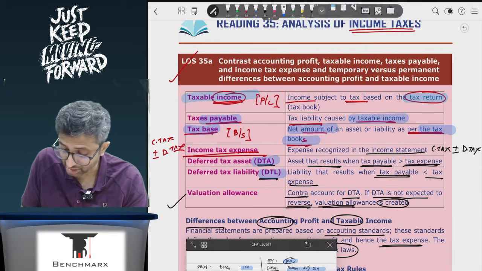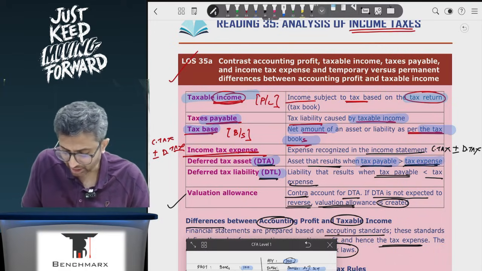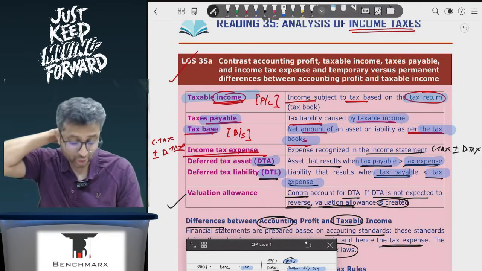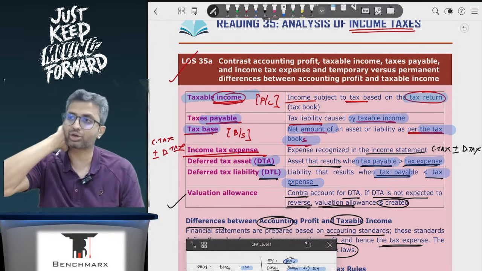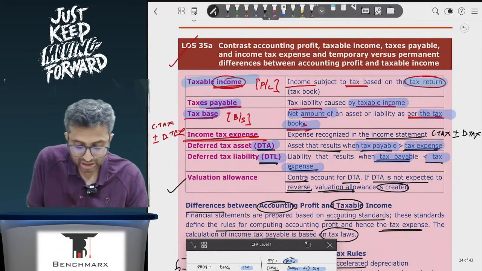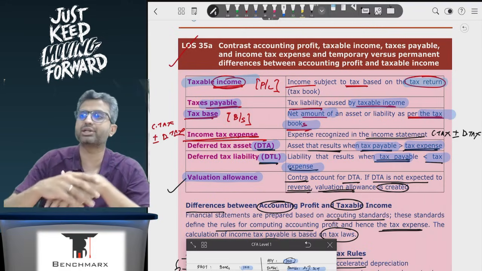Deferred tax asset results if your tax payable is greater than tax expense. DTL if tax payable is less than your overall tax expense. So in deferred tax liability, you are paying lesser tax now as compared to what you should be paying. So that's a deferred tax liability base. Now, under US GAAP, valuation allowance is there only under US GAAP. It is not there under IFRS.